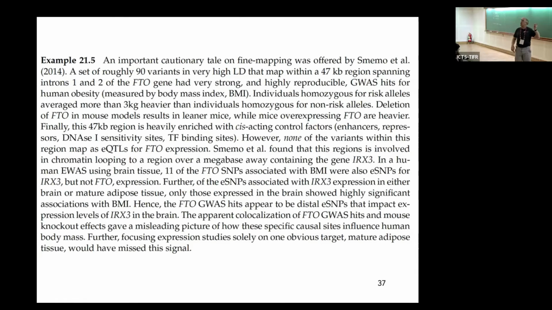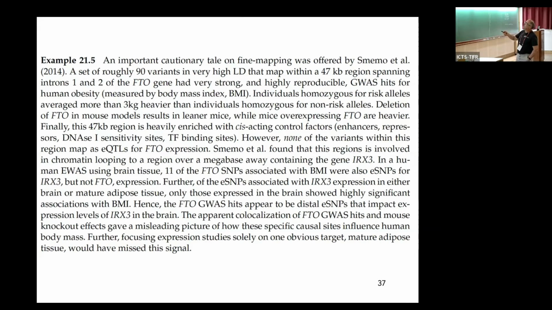Let me give you another cautionary tale. FTO is a gene that's well known in metabolism, and in a GWAS in humans, they found 90 variants that were in strong LD with each other that mapped in about a 50 kb region that spanned introns 1 and 2 in this gene. Strong signals, highly reproducible. This is for body mass index. Individuals that are homozygous for risk alleles averaged about 3 kilograms higher than individuals that were homozygous for non-risk alleles.